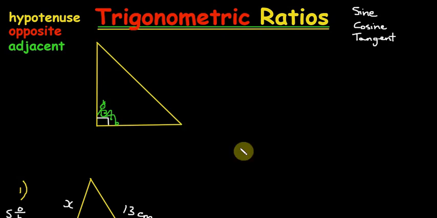In this video we will explore trigonometric ratios, and we use trigonometric ratios to find unknown sides and angles of right angled triangles or right triangles.